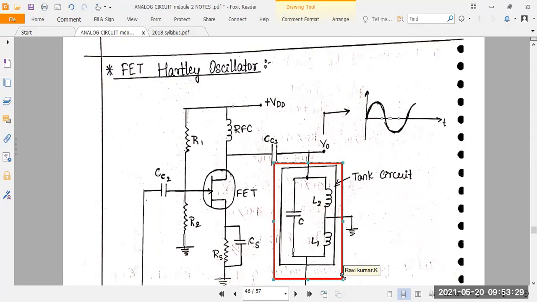We have to generate it by taking the L and C combination, inductance and capacitance. Understood? See here, they have taken two inductances, L1 and L2. Okay, L1 and L2 are connected in series. Okay, these two are in parallel with the capacitance. Understood? Okay, from that we can generate the 180 degree phase shift.